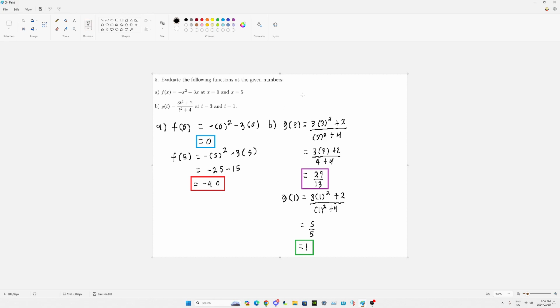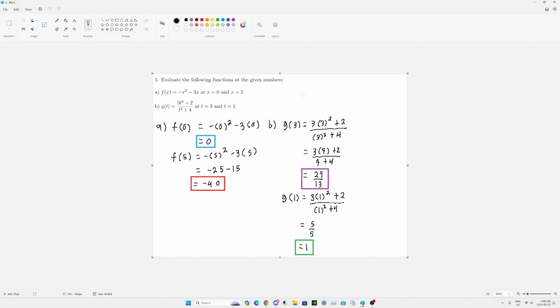5. Evaluate the following functions at the given numbers. A. f at x equals negative x squared minus 3x, at x equals 0 and x equals 5, and g of t. So this is really just a substitution problem, right? Wherever we have x in f of x, just put in the value. So if x equals 0, f of 0 equals, replace all of our x's with whatever value we're subbing in. So negative 0 squared minus 3 times 0, that's just 0.